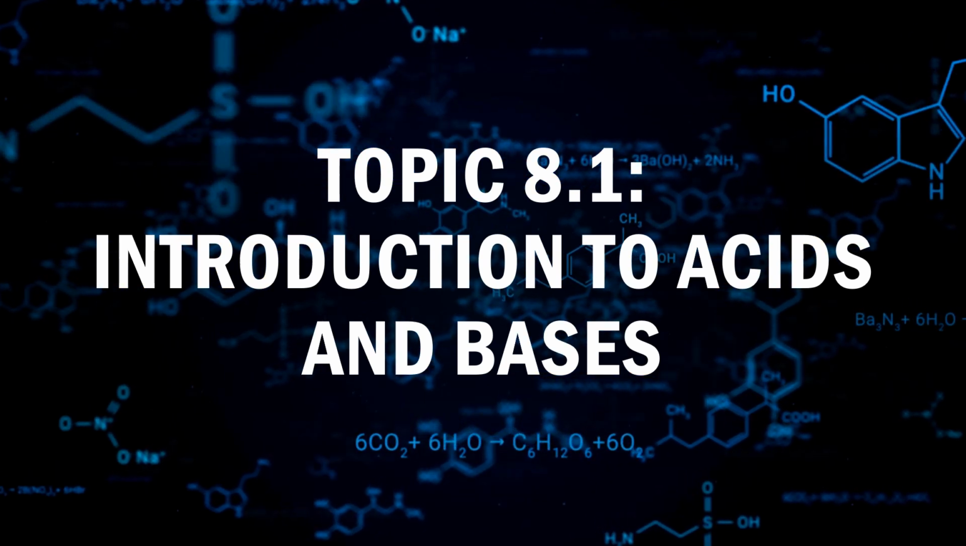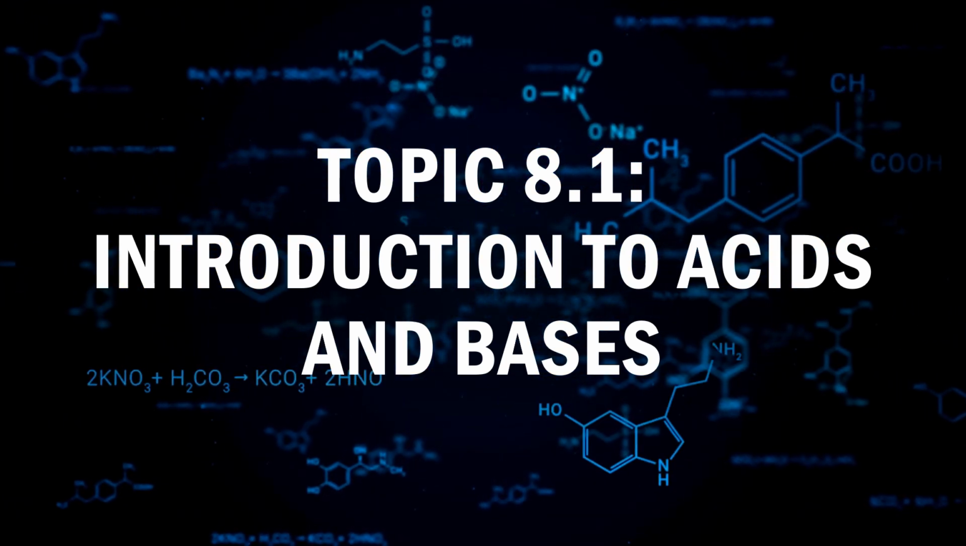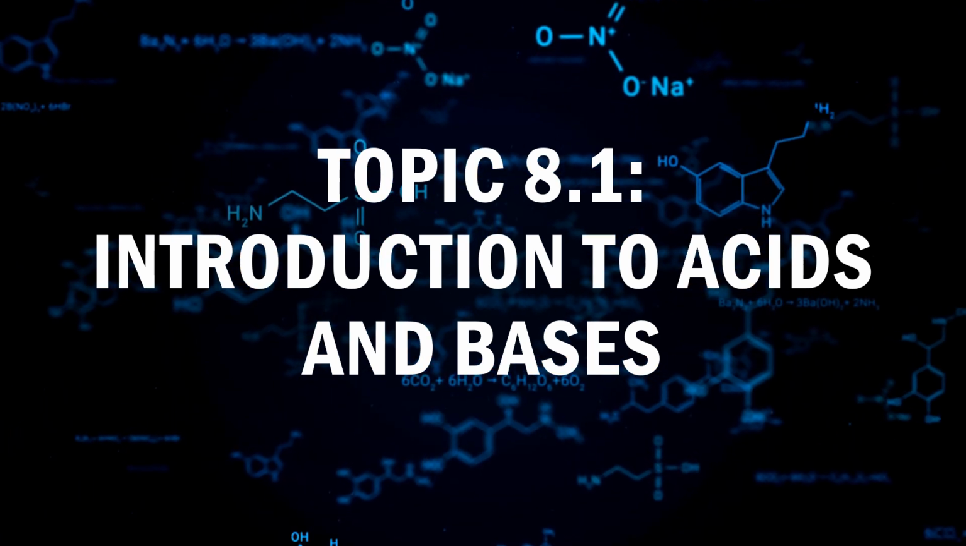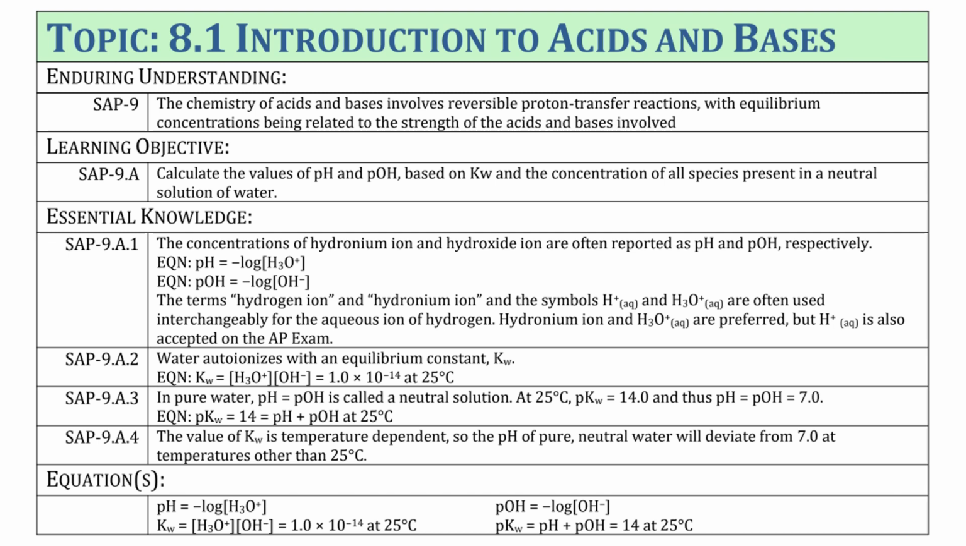So this is AP Chemistry, topic 8.1, Introduction to Acids and Bases. Next slide. So today's objective is to be able to calculate the values of pH and pOH based on something called Kw and the concentration of all species present in a neutral solution of water.